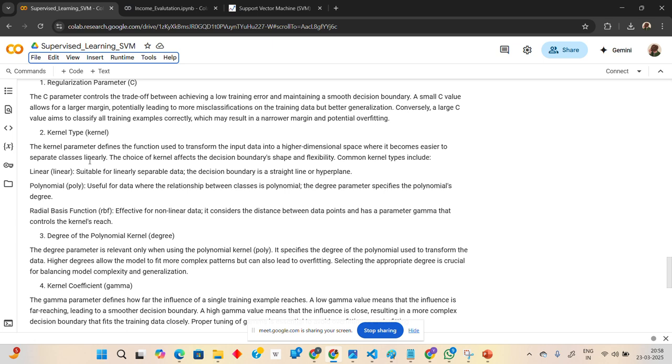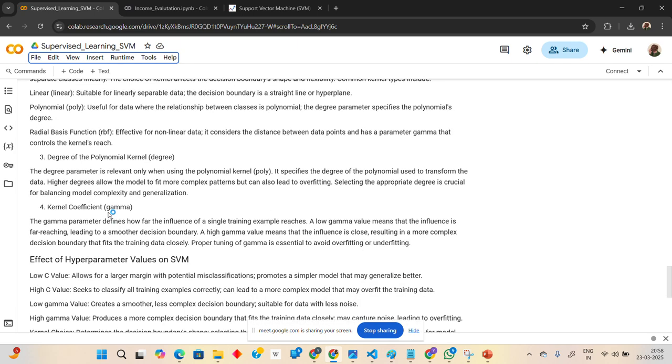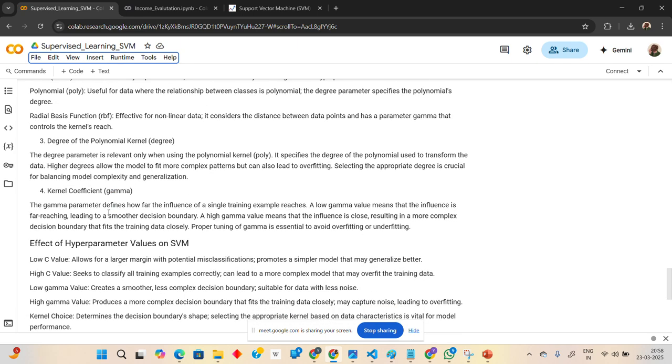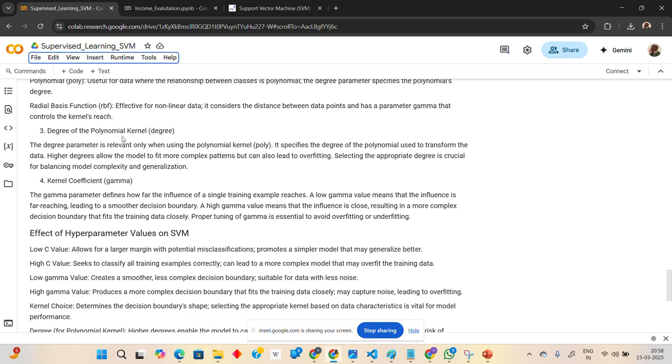Kernel type: linear kernel, polynomial kernel, or RBF kernel, we have to choose and identify according to the problem statement. Then the degree of the kernel, the degree of the polynomial: what exact degree we have to take. Only if it is a polynomial kernel, then we need the degree.